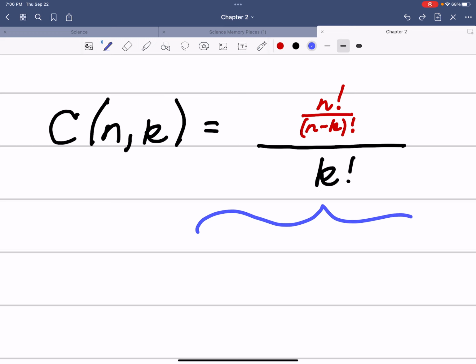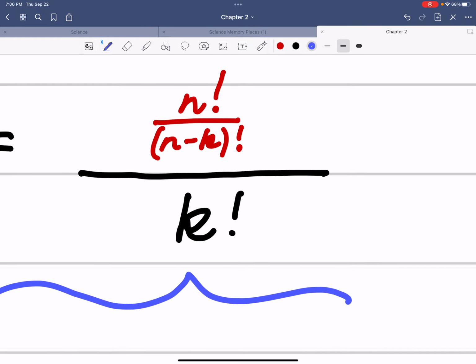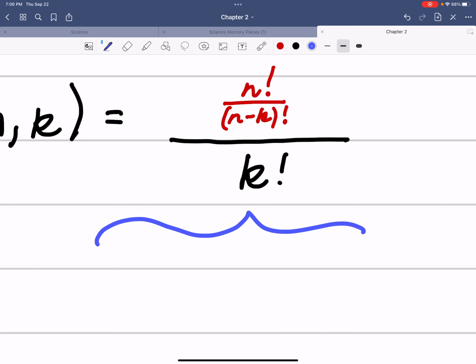I'm going to rewrite this thing, and let's eliminate what we can here. So I'm going to rewrite this thing as n factorial over n minus k factorial times, because this k factorial's on the bottom there, I'm going to keep it on the bottom, but I'm going to put a ghost 1 up here to hold the top. That means the same thing.